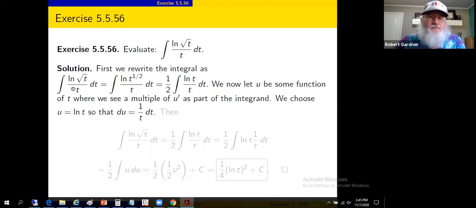First, log square root of t, log t to the 1/2. I can bring that 1/2 out front. There you go. And then we get log t over t. Well, now we're in business. If we let u be the log function, then the derivative of log t is 1 over t. And there's a 1 over t. So that's going to work out appropriately.